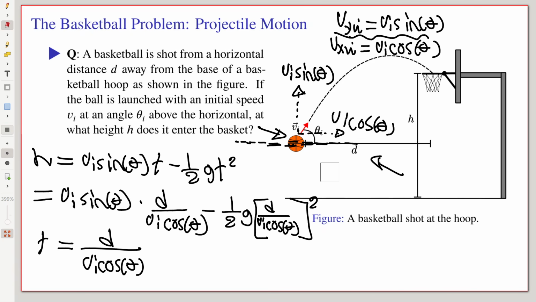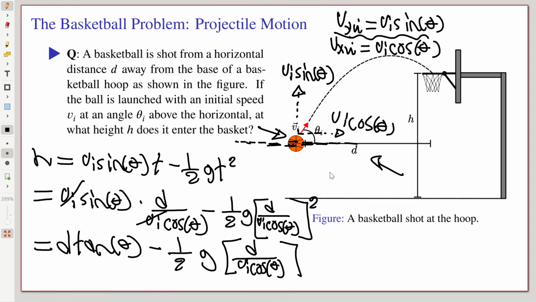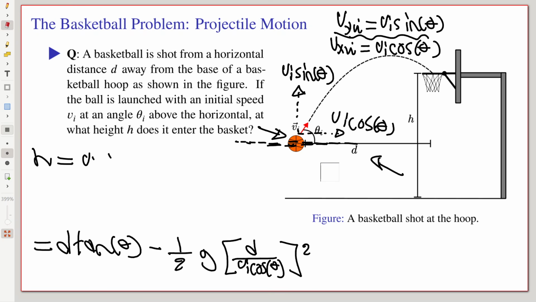Notice that the vi parts will just cancel. Sine theta divided by cosine theta is just tangent theta. So we get d tangent theta minus 1 over 2 g times d divided by vi cosine theta, all squared. Now this is the trajectory equation. What we have just obtained is the trajectory equation.